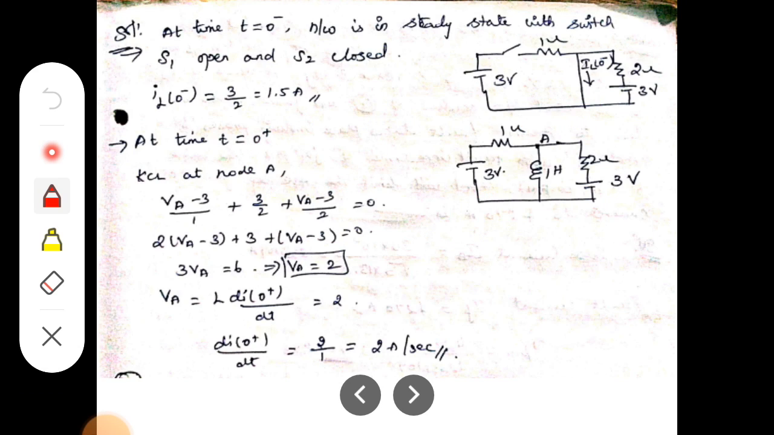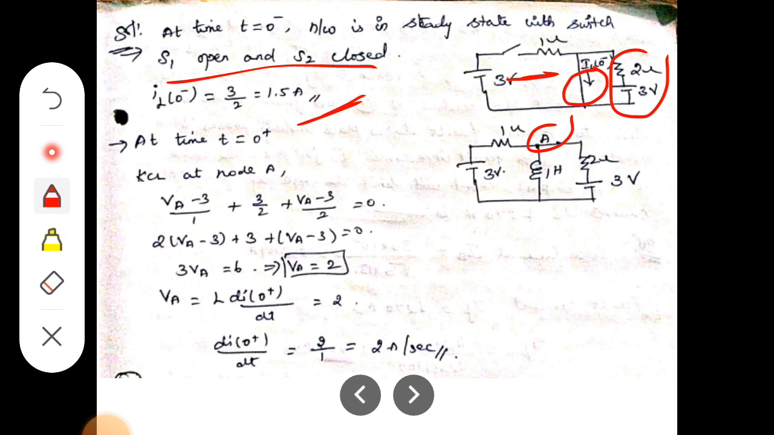So move to this. At the time t is equal to 0, the network is in a steady state with the switch S1 open and S2 closed. In this case we calculate the inductor current. Here the inductor current is flowing, so this branch is open, with no possibility of current. Here the possibility of current is there. So IL of 0 is equal to volt per resistance, so 3 by 2, that is 1.5 amps.